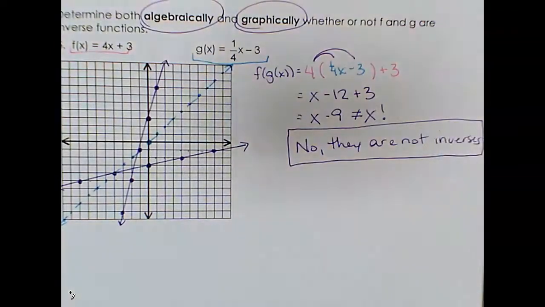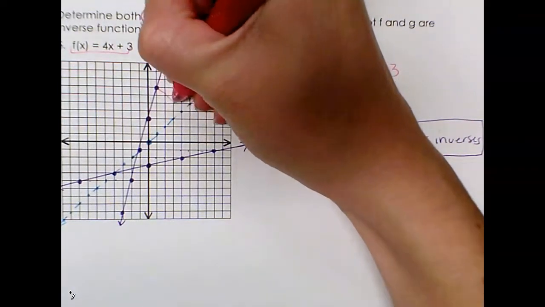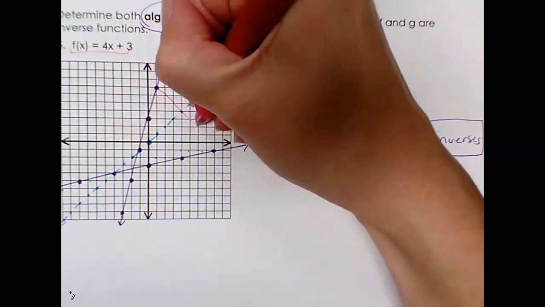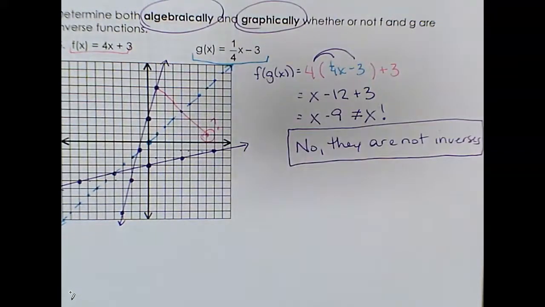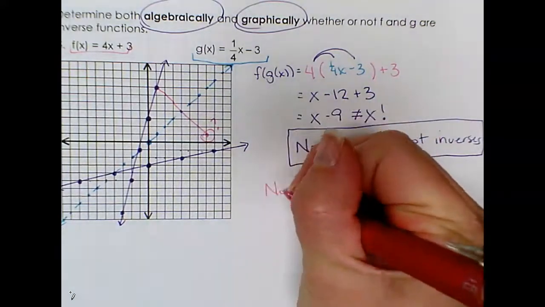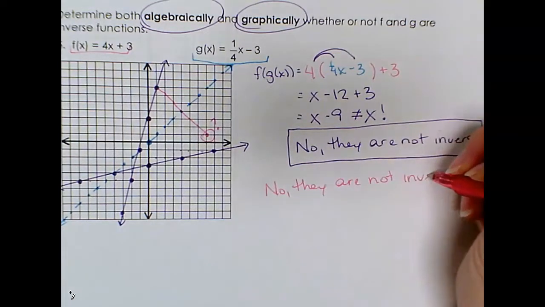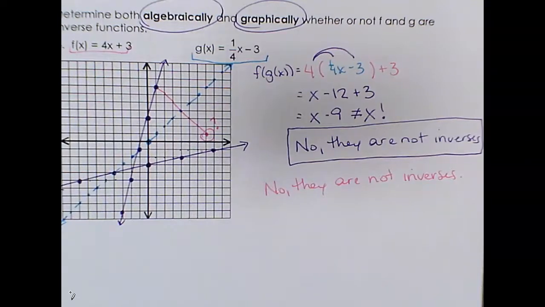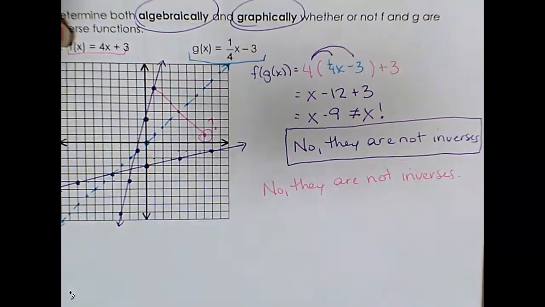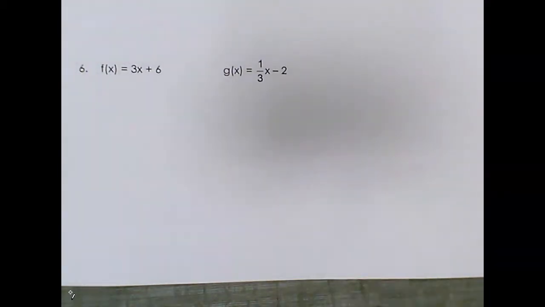And now I need to determine if they are reflections. So I'll pick a point, maybe this point. I'll go 1, 2, 3 diagonals and 1, 2, 3 diagonals. There's no point here. So that tells us that no, they are not inverses. Graphically, they are not inverses, and algebraically, they are not inverses. So I want you to use this. I want you to try number 6. Remember that the graph is on the next page. Pause your video, and I'll show you the answer in a moment.